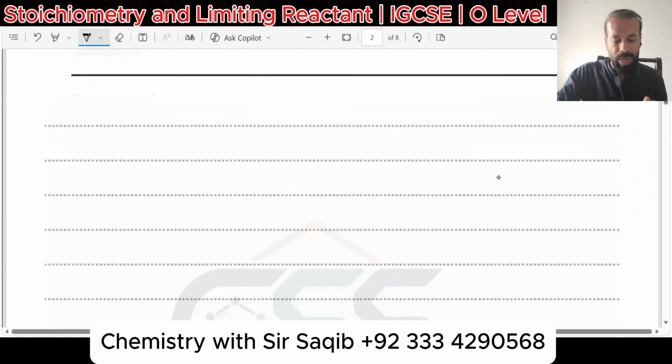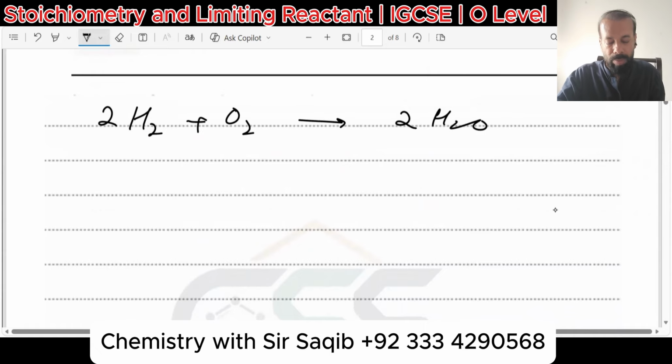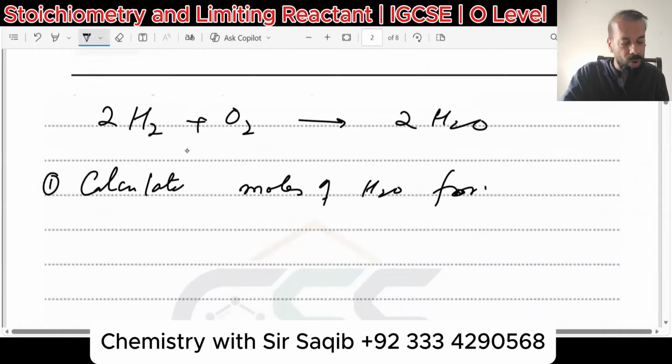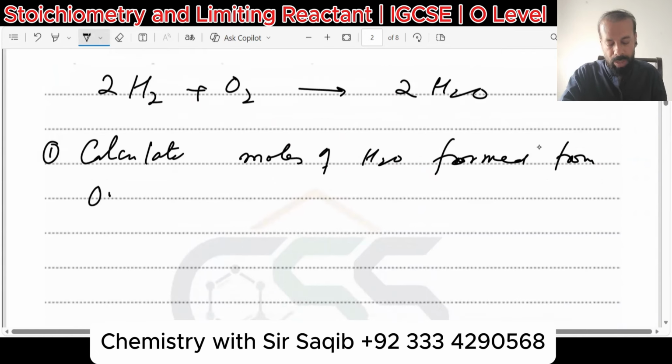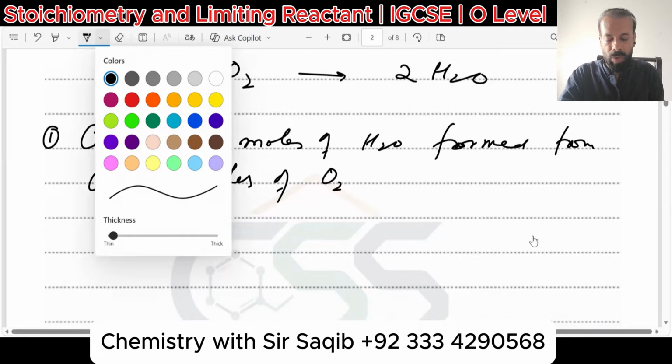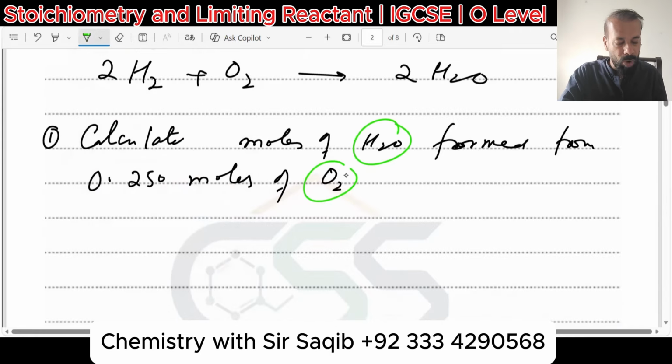Similarly, if you are given like this, H2 plus O2, it makes 2H2O. It is compulsory that you have the balanced chemical equation. And calculate number one. Now we will extend this topic. Calculate moles of H2O formed from 0.250 moles of O2. Now you are asked to calculate water from oxygen, right?